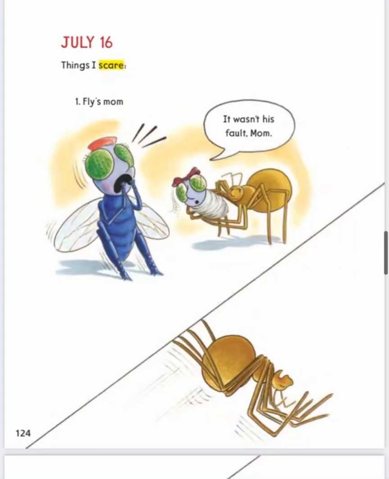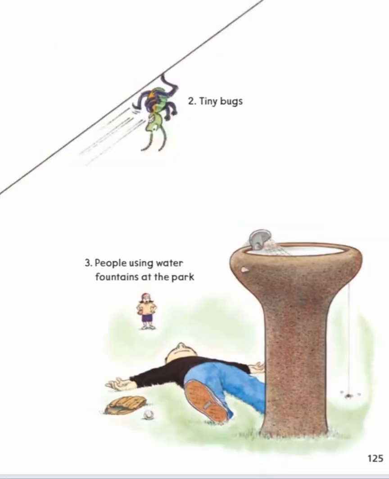July 16th. Things I scare. 1. Fly's mom. It wasn't his fault, Mom. 2. Tiny bugs. 3. People using water fountains at the park.